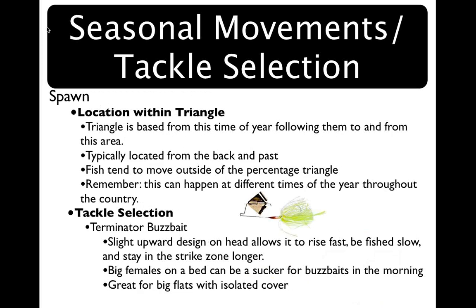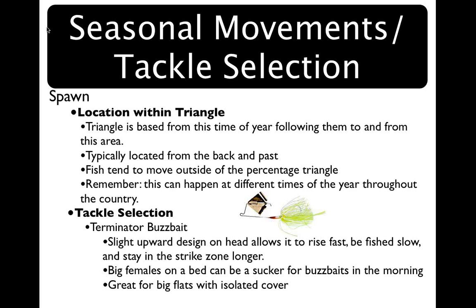So the spawn, this is where the triangle comes into play the least. The reason for that is that it's pretty easy to find fish that are spawning. Right? We put the trolling motor down, I'm still going to look for those. I'm still going to use my Navionics maps to be able to find where those big flats are. But once I do that and I know that the fish are spawning, I'm going to get up there. I'm going to throw a big buzzbait around and try to find those bigger females.